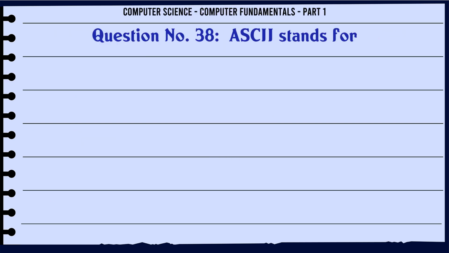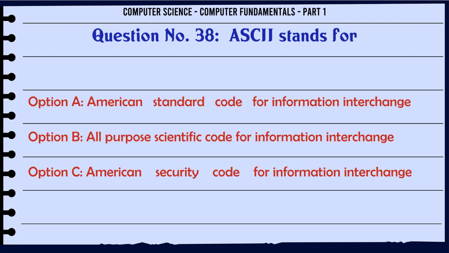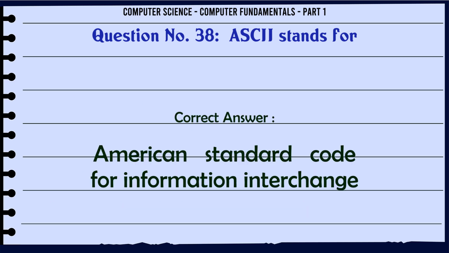ASCII stands for A. American Standard Code for Information Interchange. B. All-Purpose Scientific Code for Information Interchange. C. American Security Code for Information Interchange. D. American Scientific Code for Information Interchange. The correct answer is American Standard Code for Information Interchange.